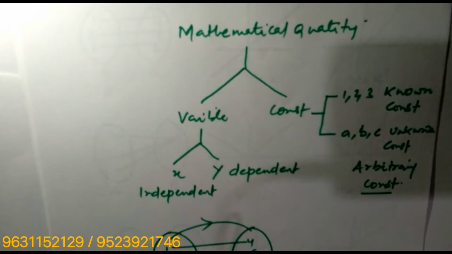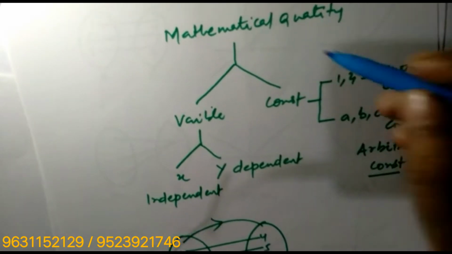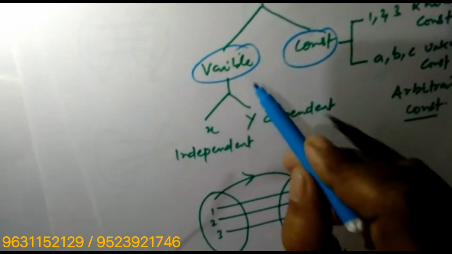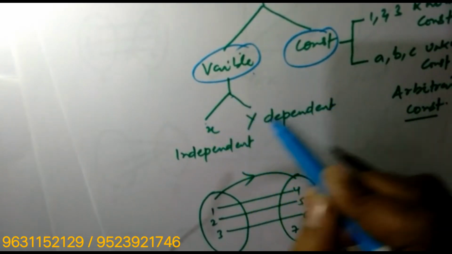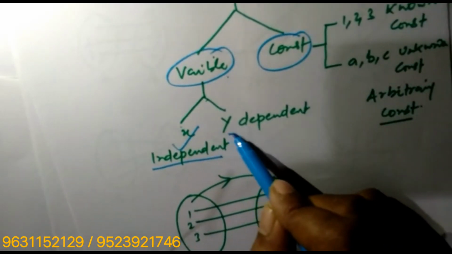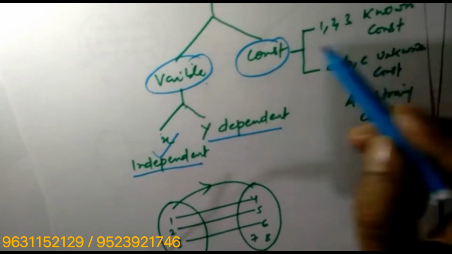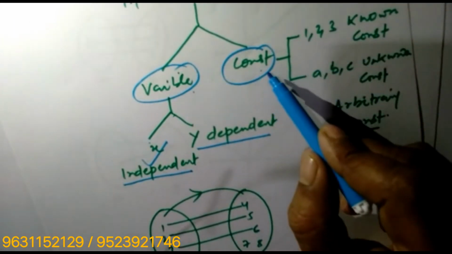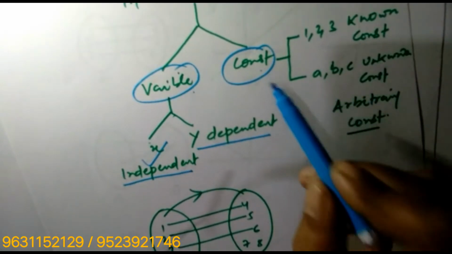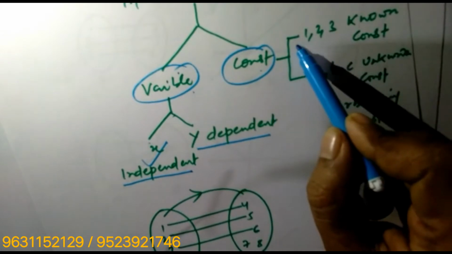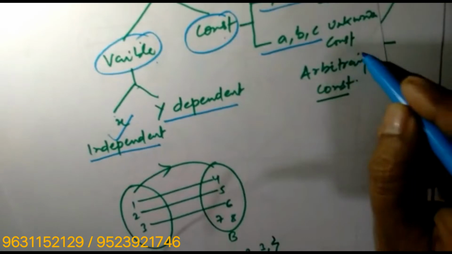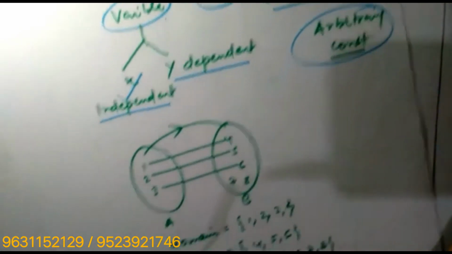Next, there are two types of mathematical quantities. The first one is variable and the second one is constant. Inside variable, again there are two categories. The first one is your x, the independent variable, and the second one is y, the dependent variable. And again, the function contains some parameters like constants. Again there are two types of constants. The first one is your known constant and the second one is unknown constant. Unknown constant is also known as arbitrary constant.